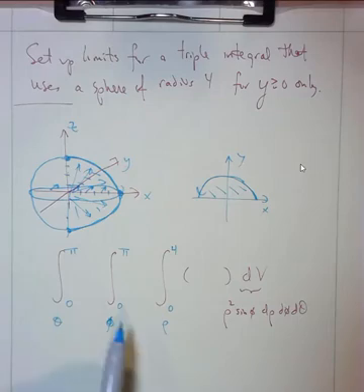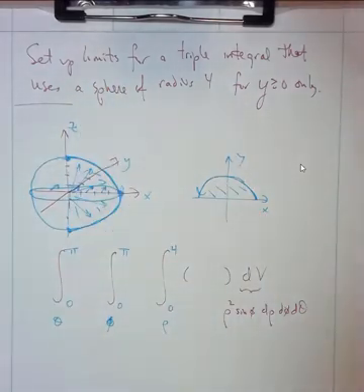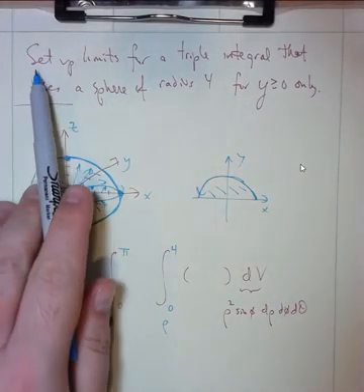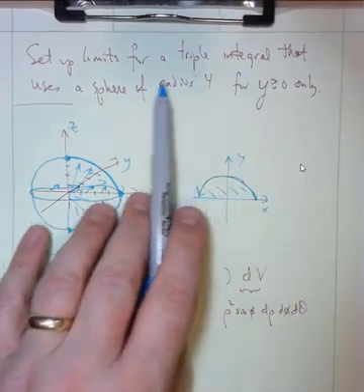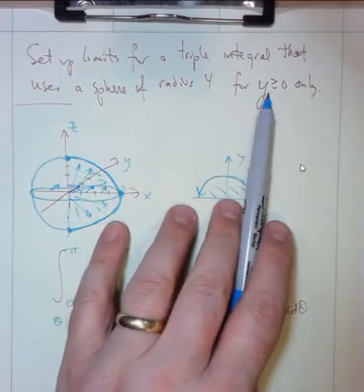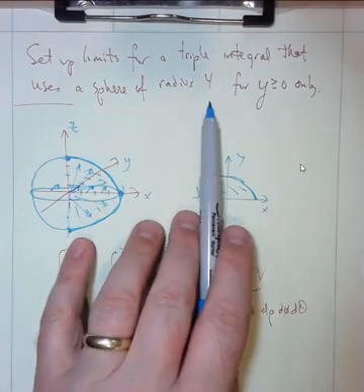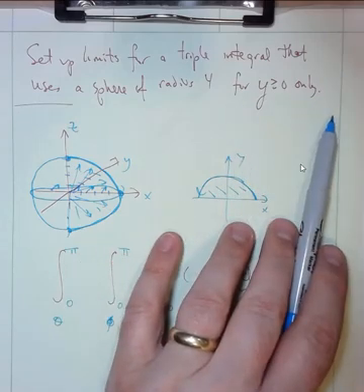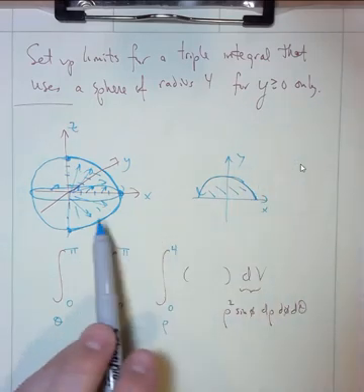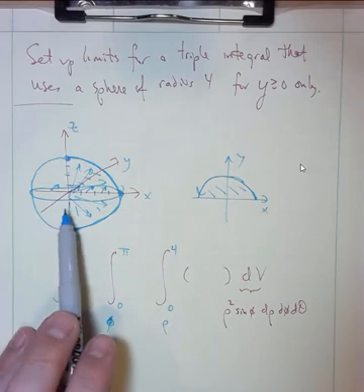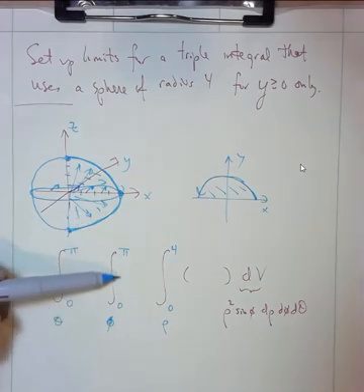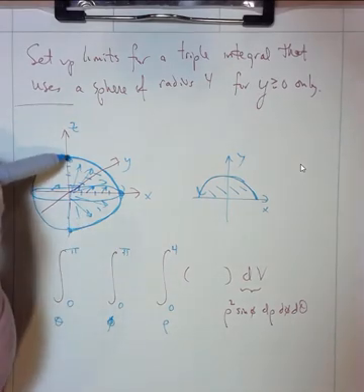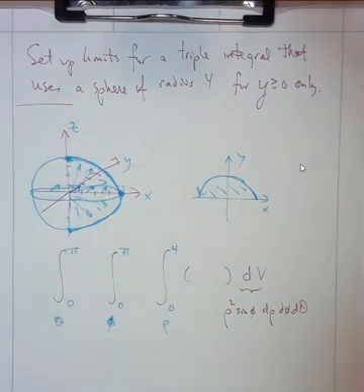Adjust these for different configurations, like say this said set up limits for a triple integral that uses a sphere of radius 4 for y greater than or equal to 0 and above the xy plane. Then that would mean we're going to throw away the bottom half of the sphere, which means that phi would go from 0 to pi over 2. So you can make all sorts of adjustments depending on which part of the sphere you're keeping or throwing away.